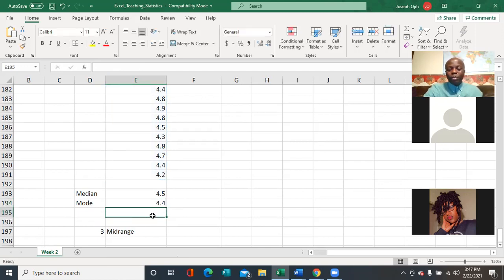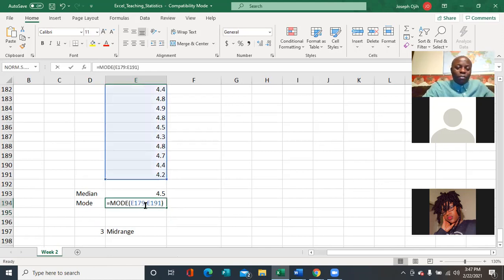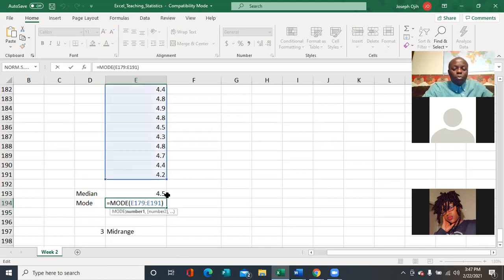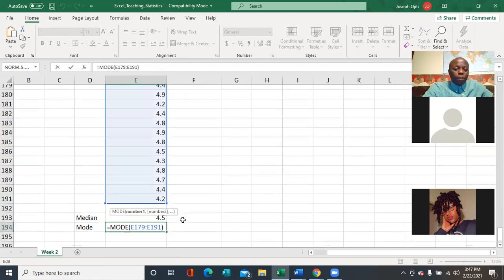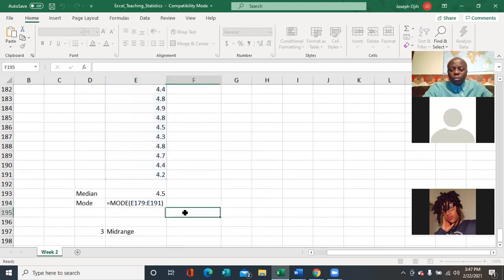It gives us one of them, 4.4. That's one thing with Excel. Sometimes it will give you something different, but you know that we have two modes. Anyway, you get the point. This is what I wanted to show you.